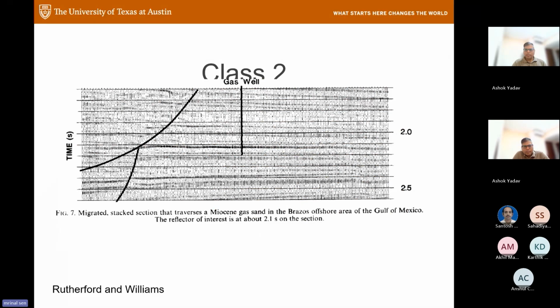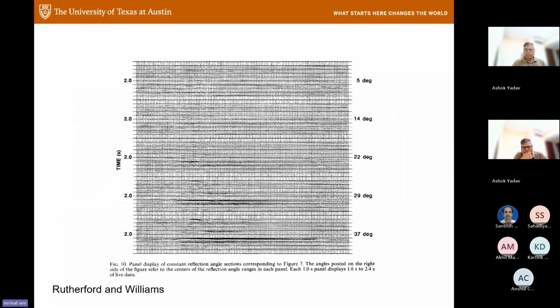So here is a migrated stack section from a Miocene gas sand in Brazos area, at about 2.1 seconds. This is the one. Now, if you look at these gathers, these are different panels. This is 5 degrees, this is 14 degrees, this is 22 degrees, this is 29 degrees, and this is 37 degrees. And you can see that for each 1 second window, how the amplitude is changing as a function of angle. And this is, of course, offset. You could have shown those as angle gathers, but this is one other way of displaying it.